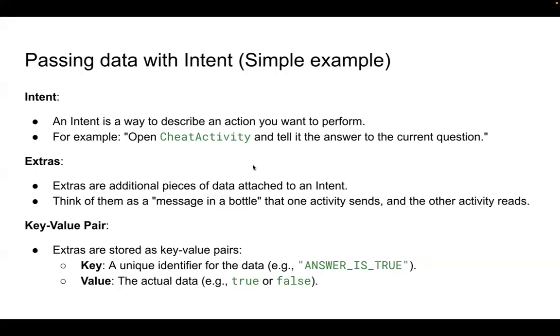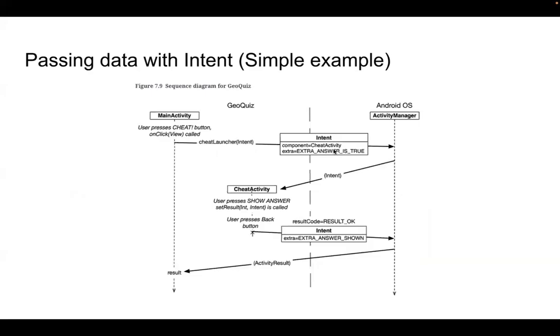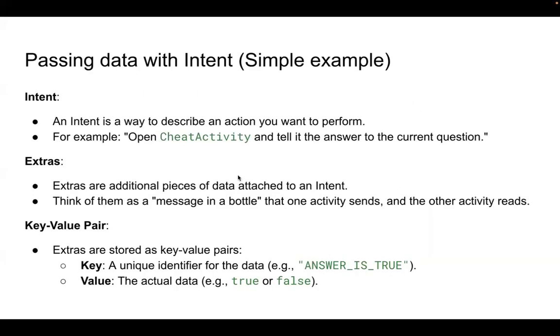All right, so let's move on to intent. An intent is a way to describe an action you want to perform. Intent is basically what the English word says: they have an intention to do something. For example, open the cheat activity and tell it the answer to the current question. So you want to know the answer to the current question. And what this picture did not show is that you also want to send the correct answer to the cheat activity, and you can do that, which we're going to show in the examples coming ahead.